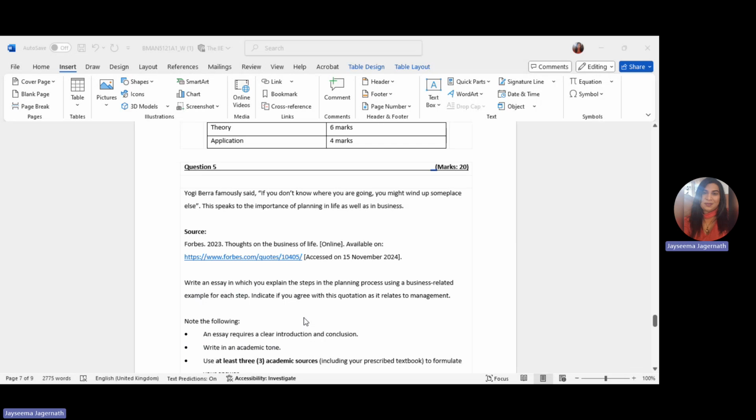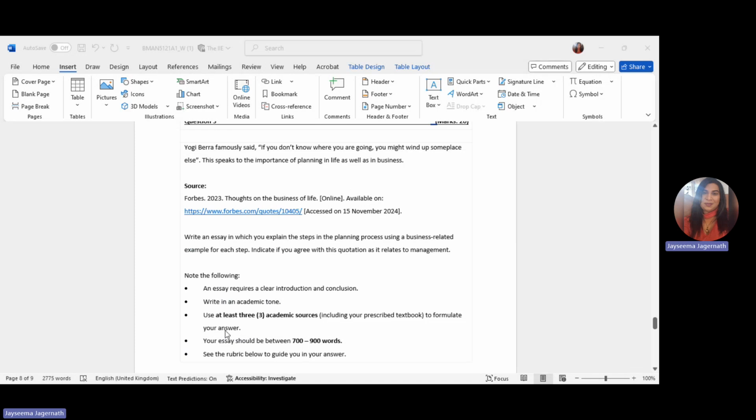Question 5 links to learning Unit 5 and Chapter 5 of your textbook. Here you are required to write an essay. Please note that there is a format for an essay, so you have to write in an academic tone, have an introduction, a body, and a conclusion.